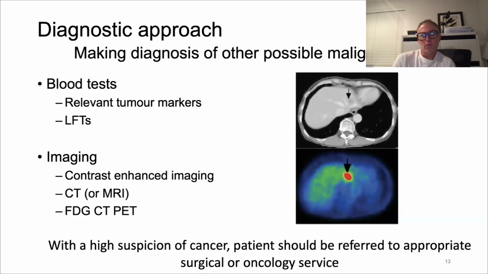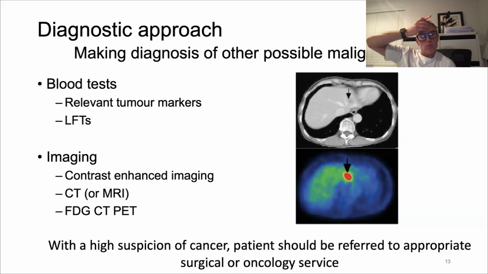So what is the approach if somebody has had a history of a malignancy? Well, the first thing to do is check the tumor markers, if it's a tumor that secretes a tumor marker, and see what the liver enzyme profile is. And then again, you need to do some form of contrast enhanced imaging, which would routinely be CT.